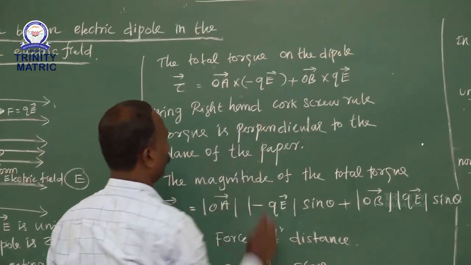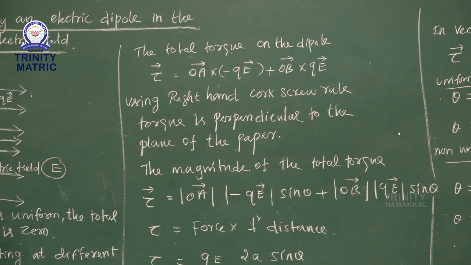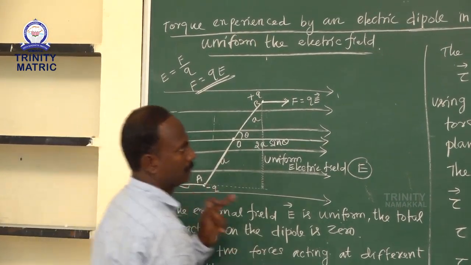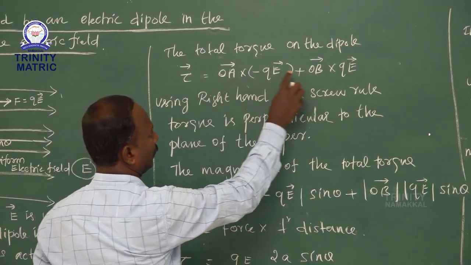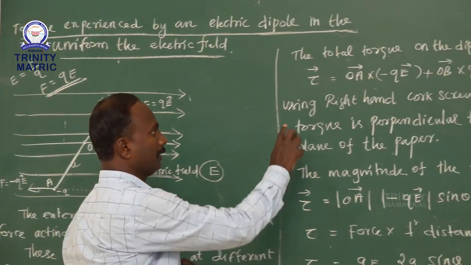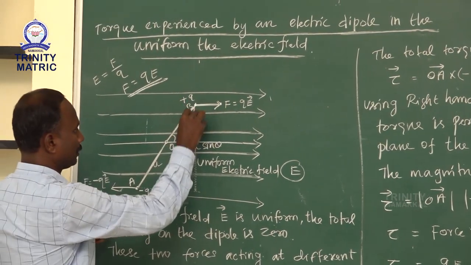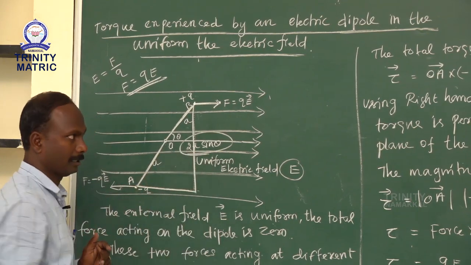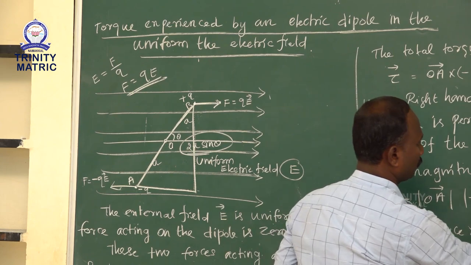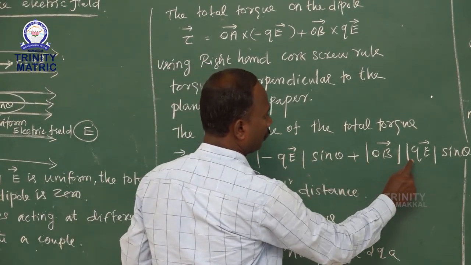So the total torque on the dipole: the formula of torque, or moment of force, is force into perpendicular distance. Here OA is a perpendicular distance and the force on one side is minus QE. On the other side, for plus Q, OB is a perpendicular distance and the force is F equals QE. Using the right hand corkscrew rule, the torque is perpendicular to the plane of the paper. So the net magnitude of total torque tau is equal to OA times minus QE sin theta plus OB times QE sin theta.